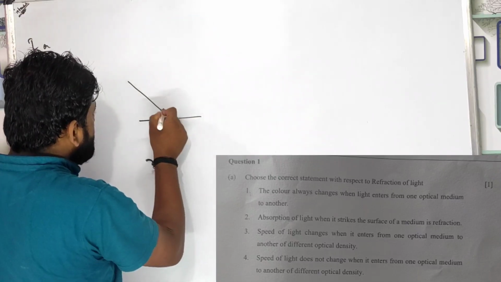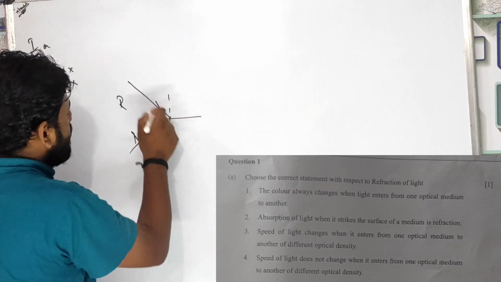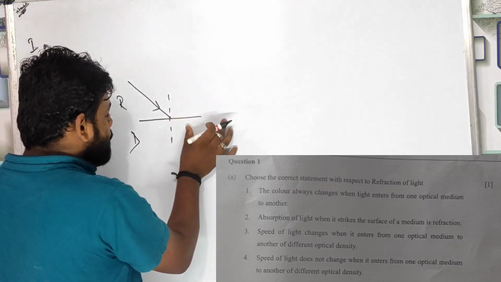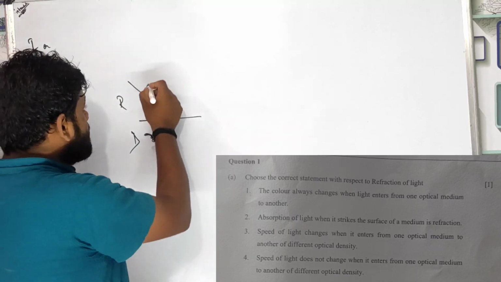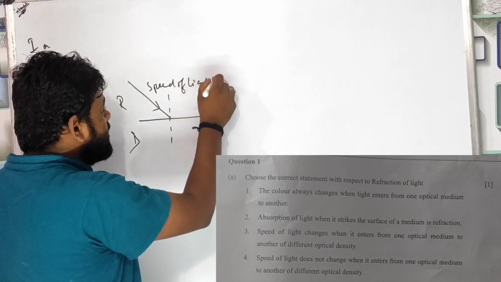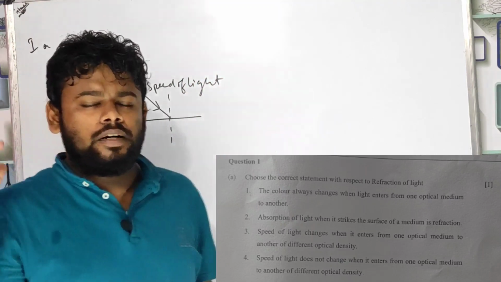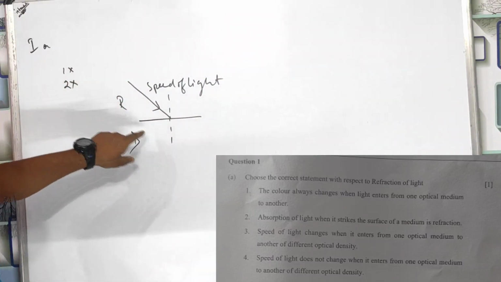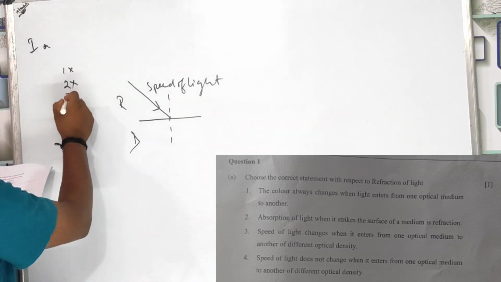See, suppose let us say it is a rarer, it is a denser, and it is a normal. When the incident ray falls over here, then what? Now suppose the speed of the light definitely gets changed, right? The speed of the light changes when it goes from a rarer to a denser. Definitely the speed of the light gets changed. Yes, it is a correct statement. That means number 3 is a correct statement.